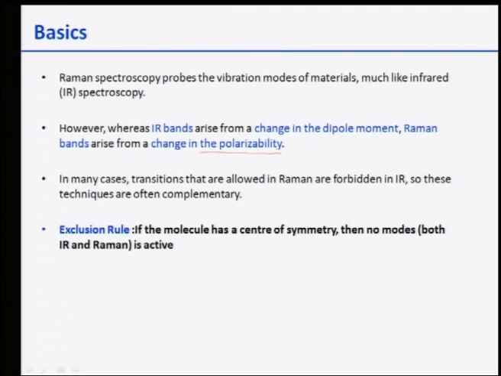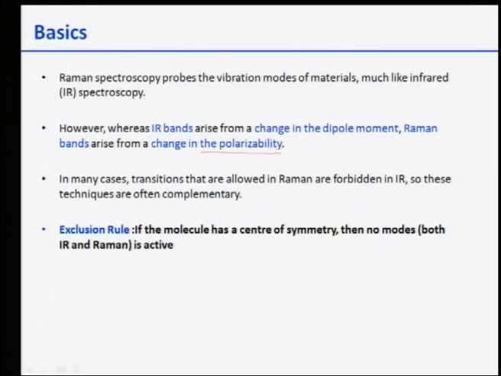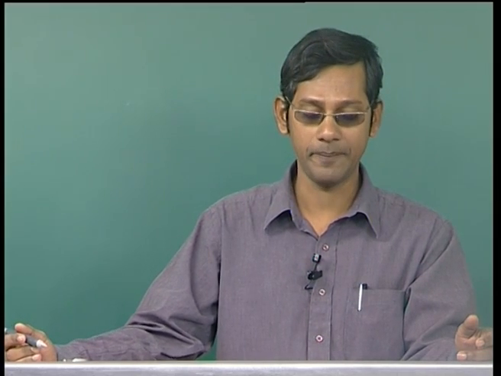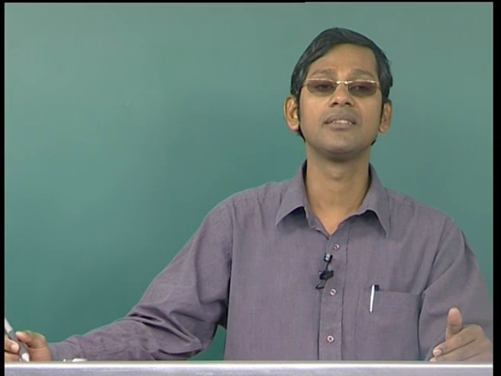So if there is a symmetric molecule, it will not work. That is the most important problem in Raman spectroscopy. In many cases, transitions that are allowed in Raman are forbidden in IR. So these two techniques are basically complementary to each other. I will show you comparable spectra from Raman and from IR to show you how these two techniques can be used complementarily. As I said, at the very basic aspect, Raman bands arising during measurements is the change in polarizability of the molecule.